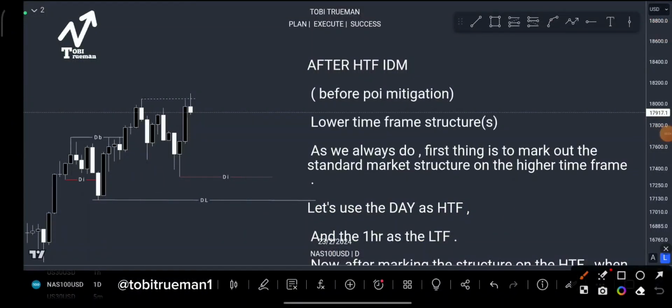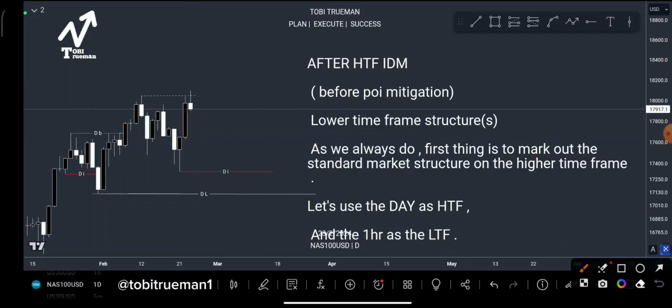All right, as we continue again with our smart money concept, we want to look at a good way to apply entry models, entry modules, all of that to have a higher probability of winning trades. So today we'll be looking at after higher time frame inducement. That's when price has taken the higher time frame inducement.